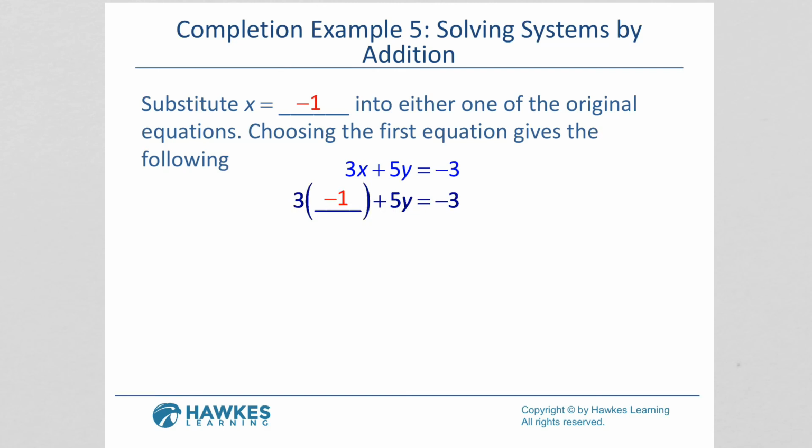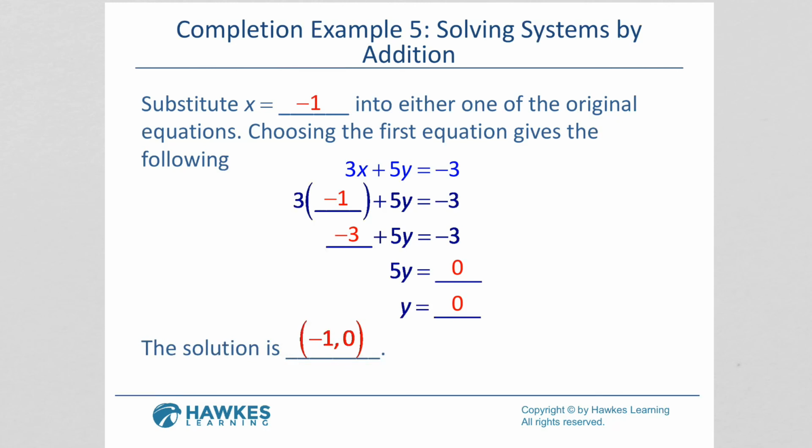3 times negative 1 plus 5y equals negative 3. Negative 3 plus 5y equals negative 3. I'm going to add 3 to both sides, which gives me 5y equals 0. Divide by 5, y is equal to 0. The solution is (negative 1, 0).